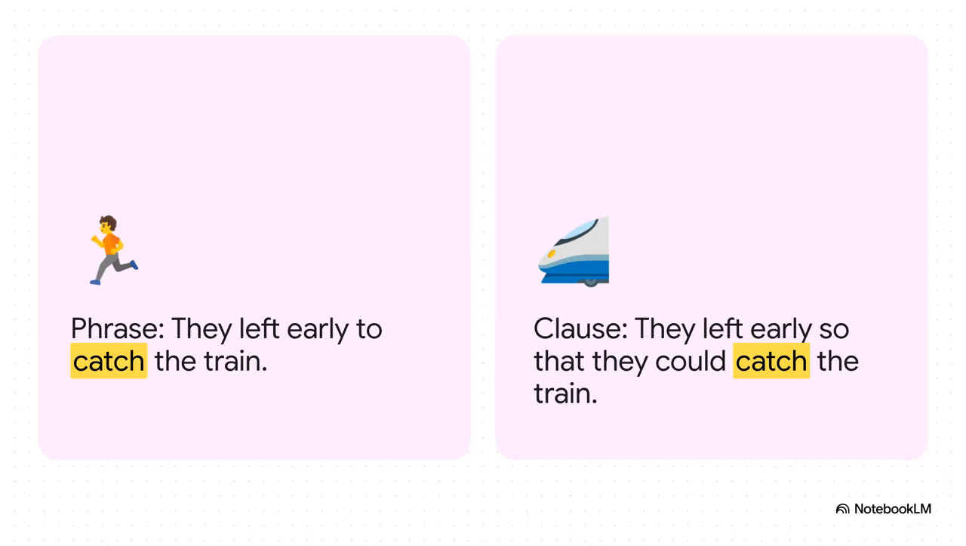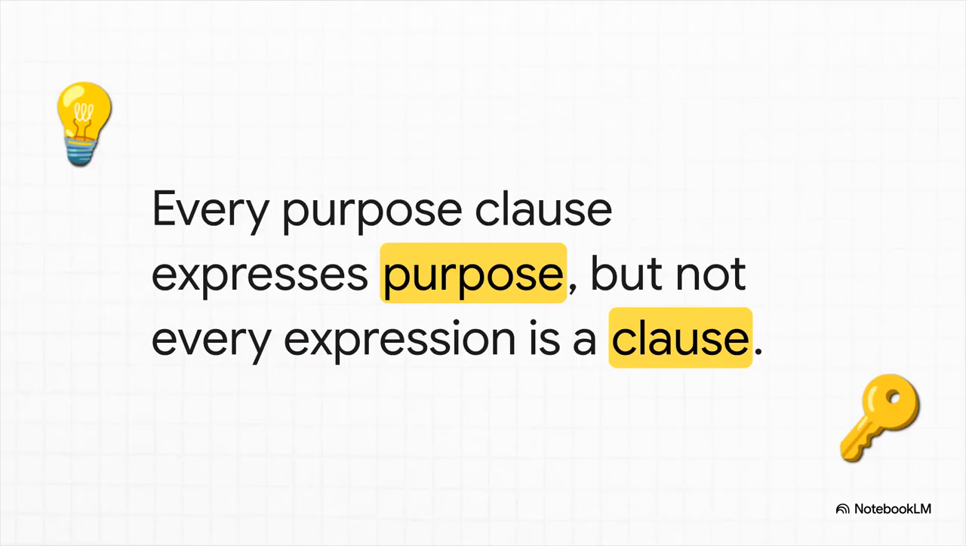As the architect of your own sentences, you get to choose which structure best suits the rhythm and the level of detail required by your specific context. The absolute most essential takeaway from this explainer is this golden rule right here. Every purpose clause expresses purpose, but not every expression of purpose is a purpose clause. You really have to recognize the difference between the abstract semantic idea floating around in your mind and the physical grammatical structures you pull from your toolkit to actually build it for the world to see.